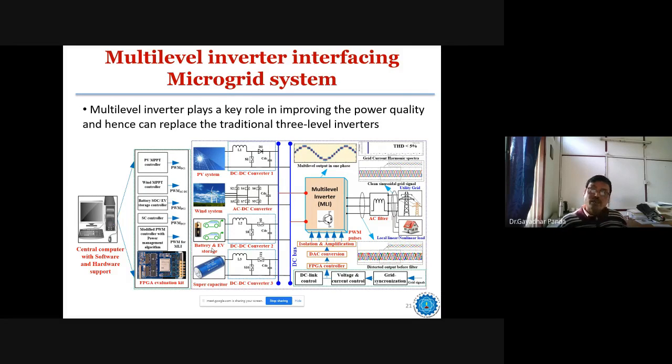And there are different configurations possible. Nowadays, in many research articles you will find different topologies of the multi-level inverter. Now, we are not working with the conventional multi-level inverter. We are doing research on different topologies. It means how to reduce the switches. It means a reduced switch multi-level inverter topology.